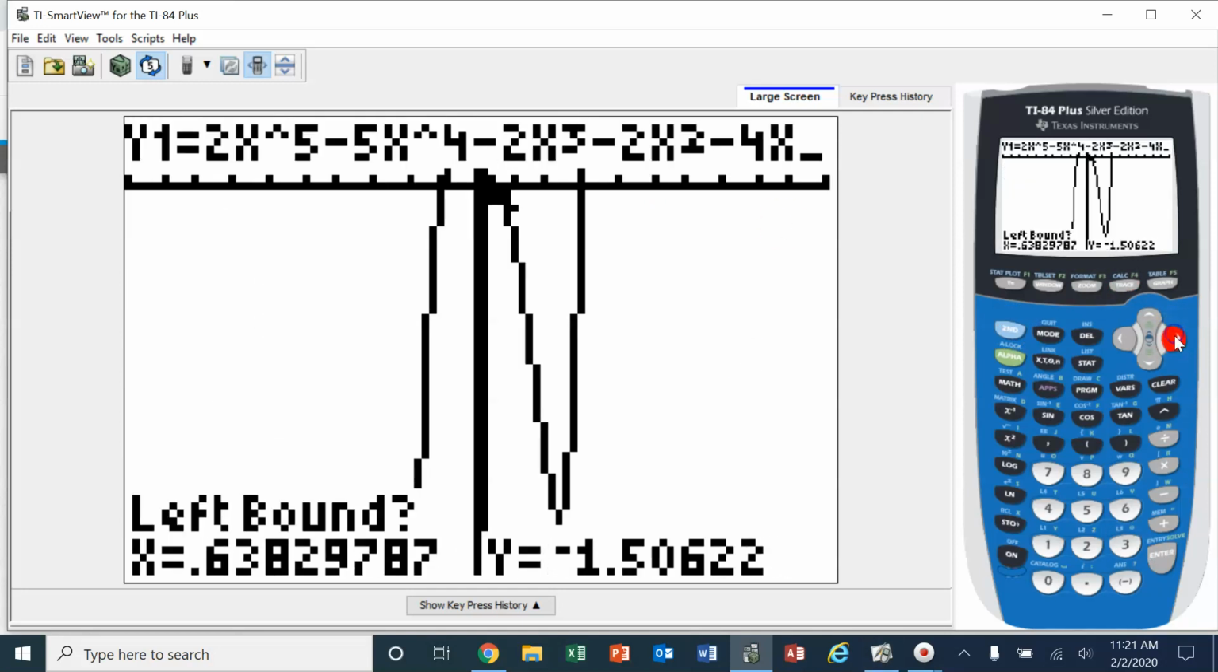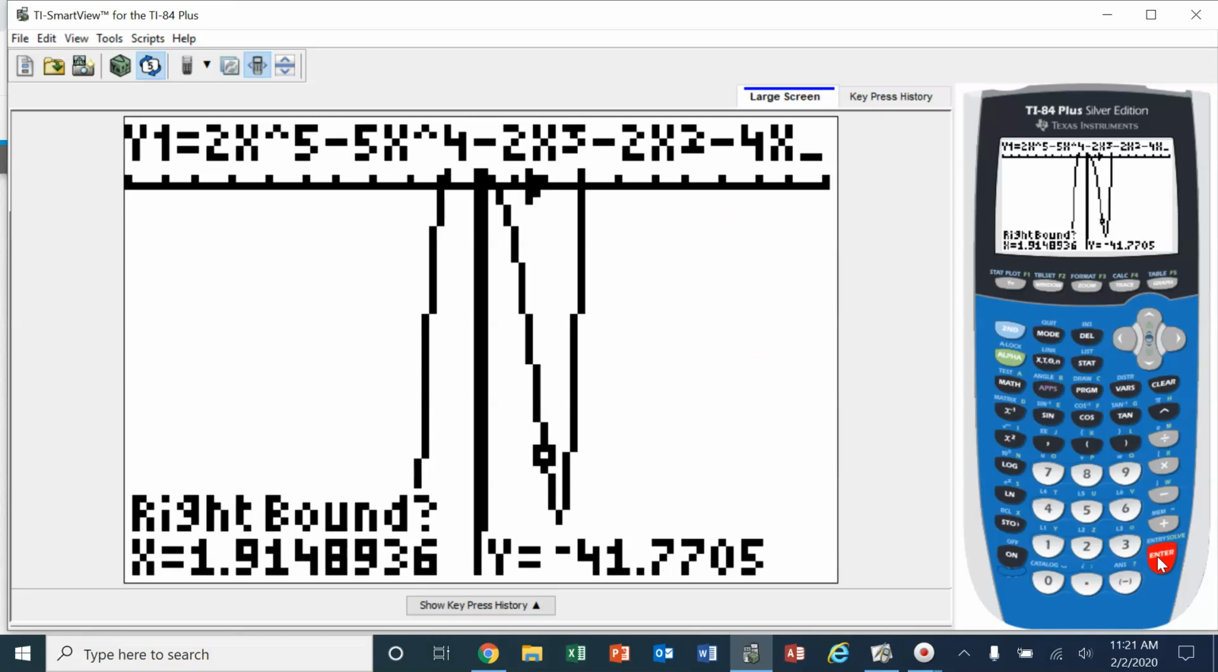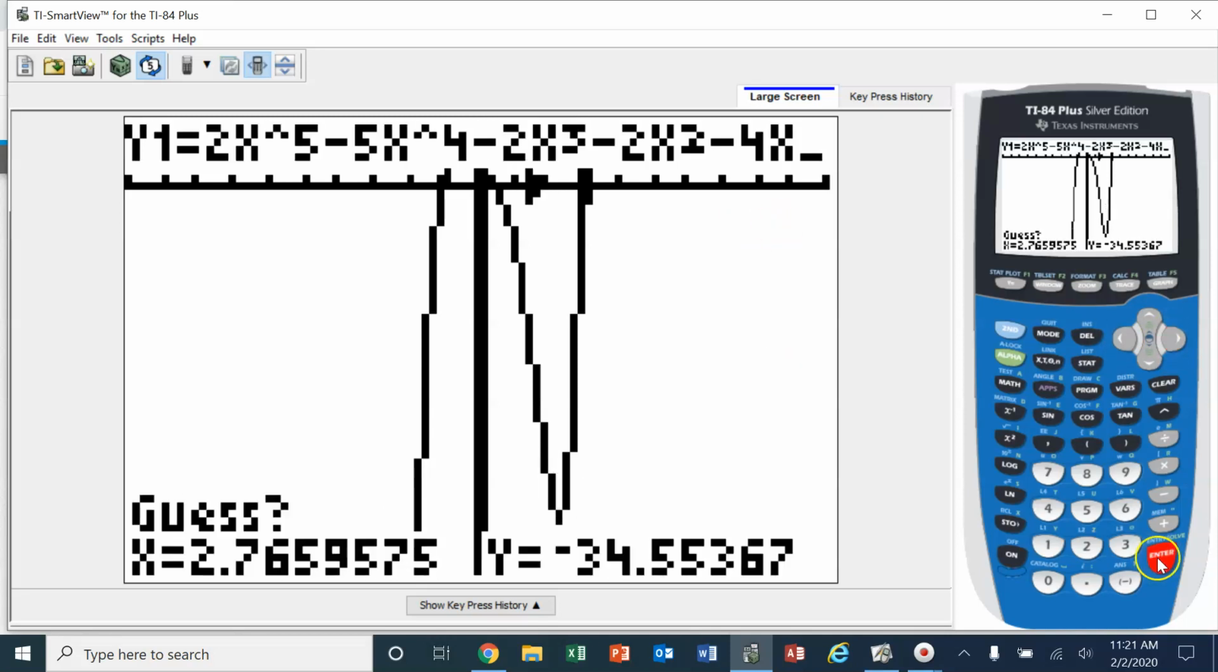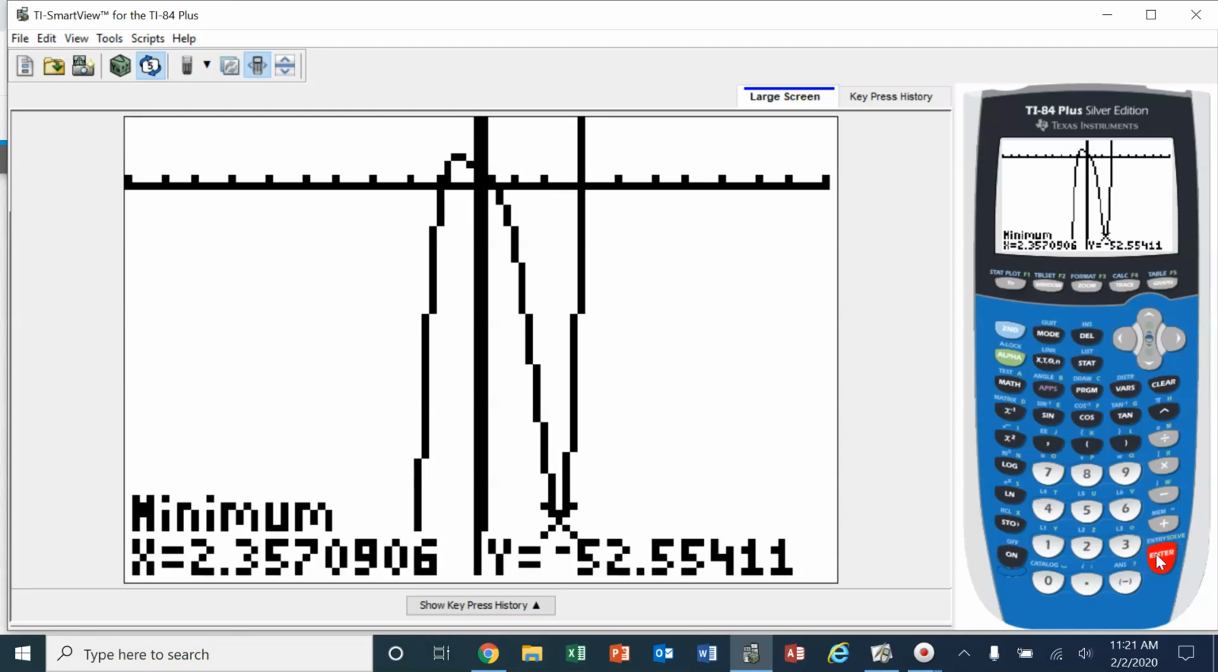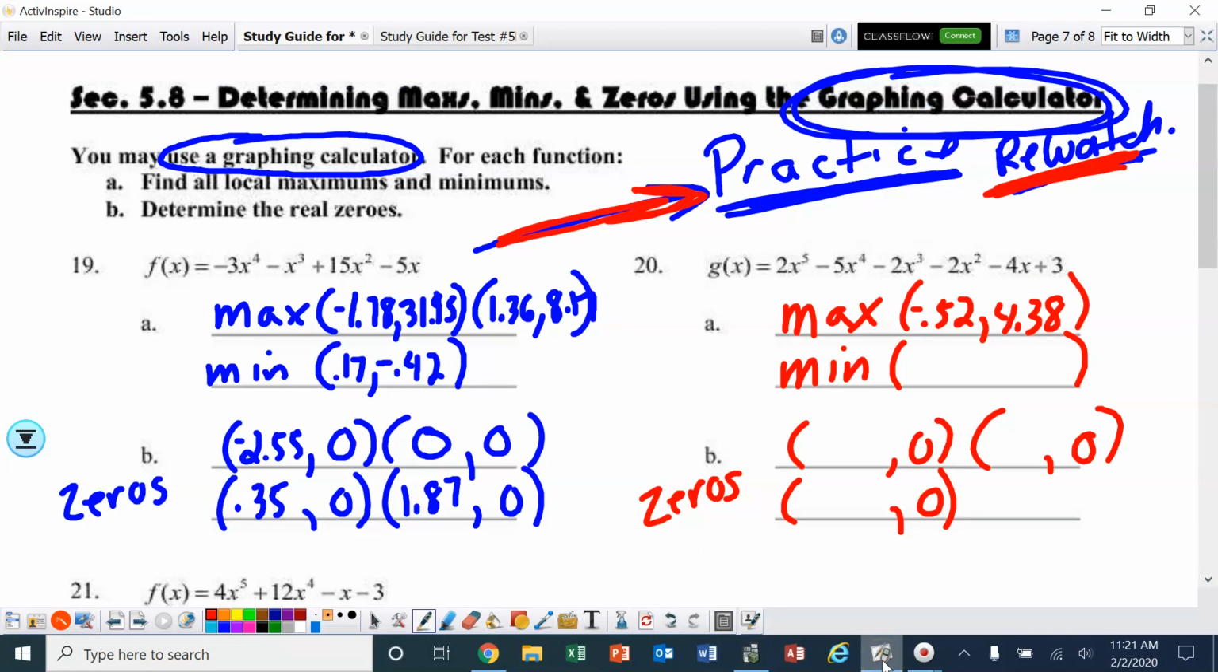I'm going to move this closer to the minimum. Oh, but I need to stay on the left side. There we go. Now I'm going to move it around to the right side. Hit enter twice. All right, there's the minimum. So the minimum is at 2.36 and -52.55.